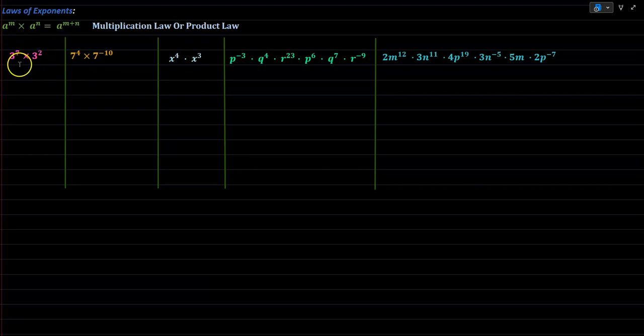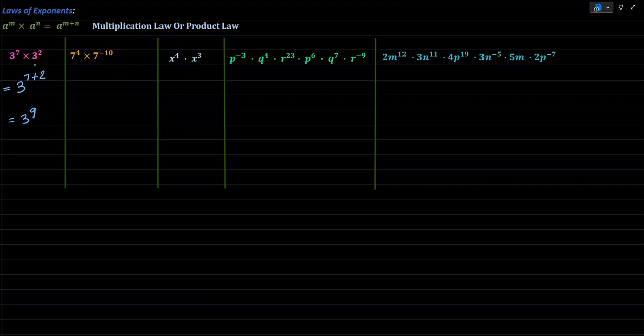So the very first example, we have 3 to the power 7 into 3 to the power 2. We can clearly see that we have two numbers in product with common base 3. So to write this expression in simple form, we just write the common base 3 and we add the powers, that is 7 plus 2, and that will be 3 to the power 9.